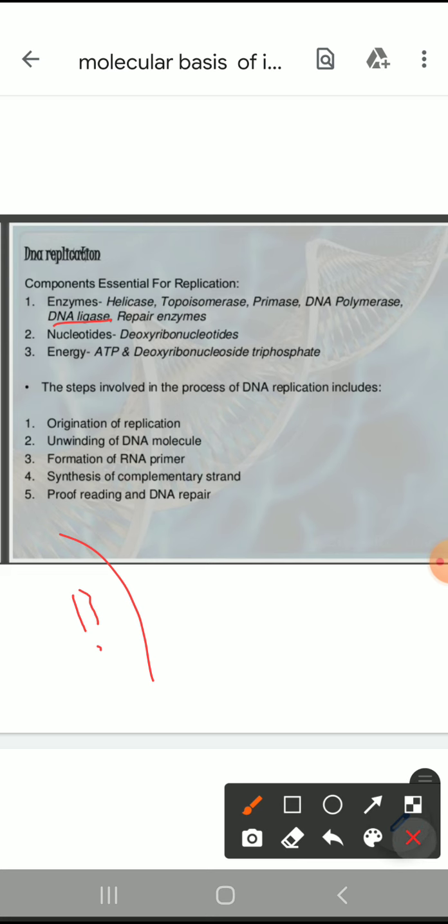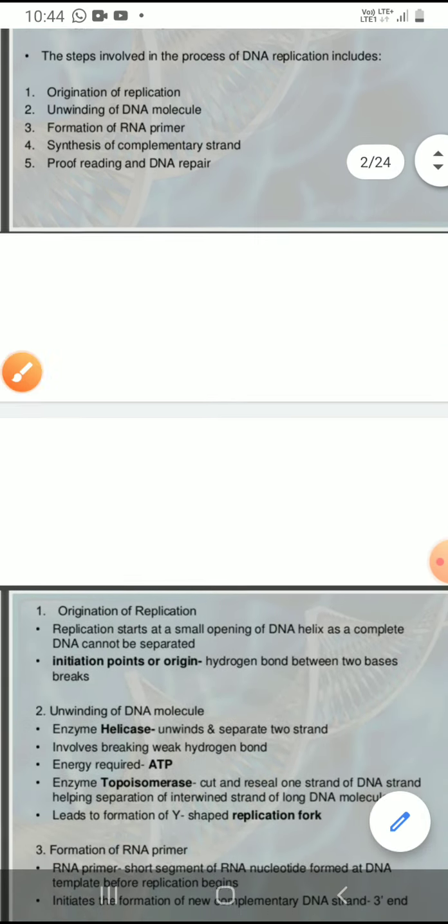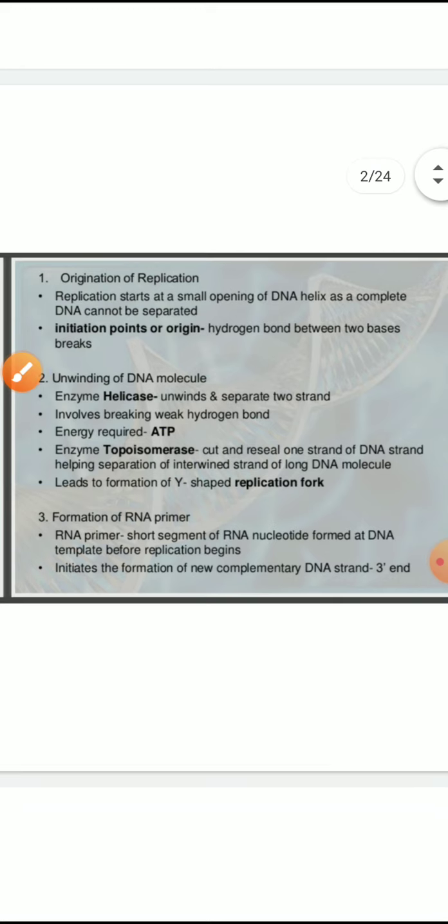Now first, origin of replication. What is origination of replication? You know that replication starts at a small opening of the DNA helix, as a complete DNA cannot be separated.